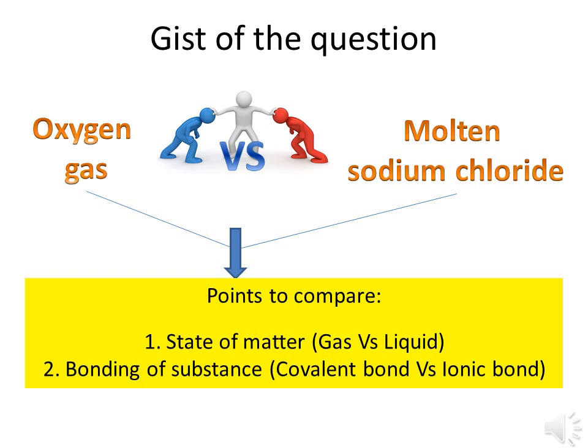There are 2 points to consider when answering this question. Number 1, you will have to consider the state of the matter. Is it a gas, or a liquid, or a solid? Number 2, you have to consider the bonding of the substance. Does it have a covalent bond, or does it have an ionic bond? Let's look at the state of matter first.